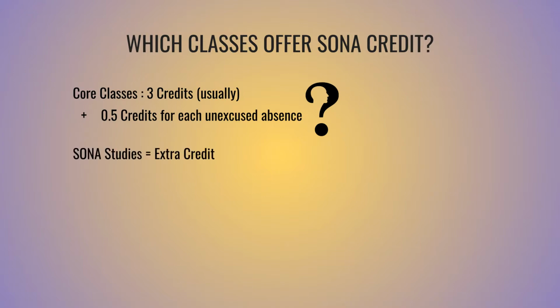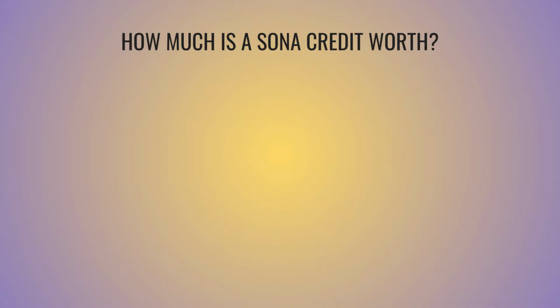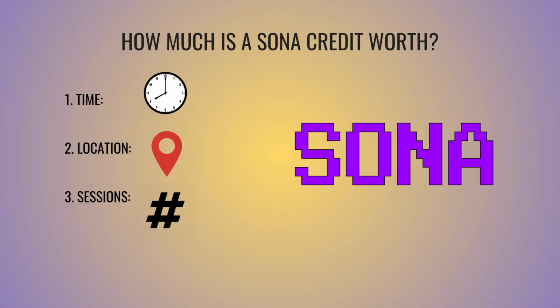Several other courses also offer SONA participation, typically as extra credit. The number of credits that can be completed is chosen by the instructor. Most instructors choose between 3 and 6 SONA credits for their courses. Most classes make 1 SONA credit equal to 0.5 to 1% of the final class grade. For example, in a 600-point class, 1 SONA credit would be equal to 3 to 6 points on the class grading scale.